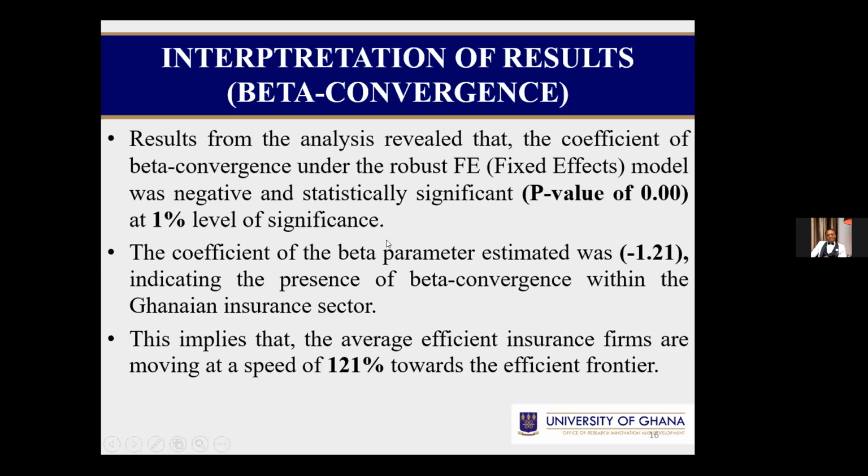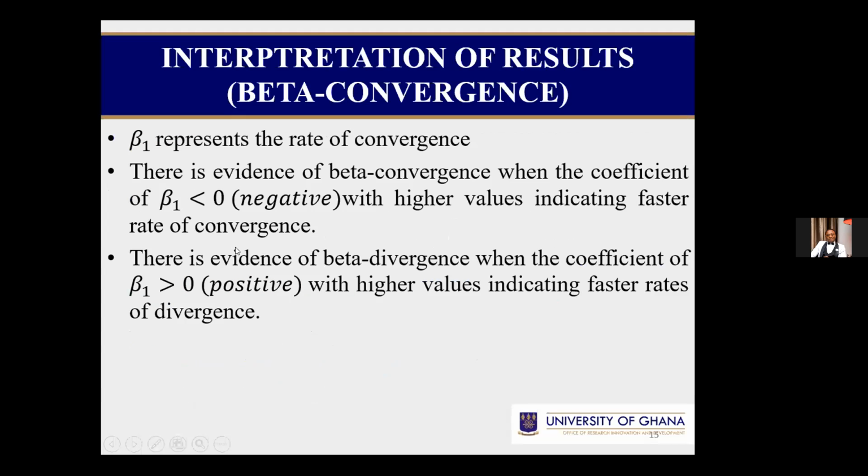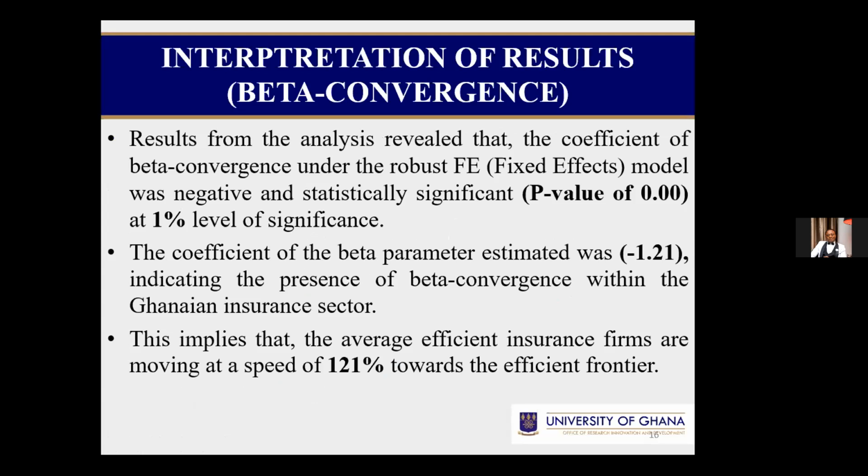When we look at the next slide, we said that the fixed effect model is preferred when the p-value is less than alpha. Alpha can be 0.05, it can be 0.01. But here, because our p-value was less, I chose alpha to be 1%. Because our p-value is less than 1%, which is our level of significance, we chose the fixed effect model. After we chose the fixed effect model, we went further to estimate it using our robust test to correct for certain biases in our estimate.